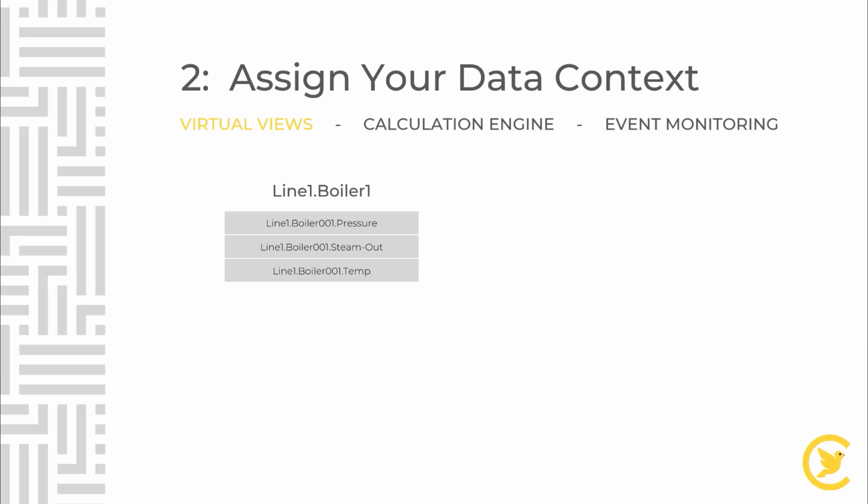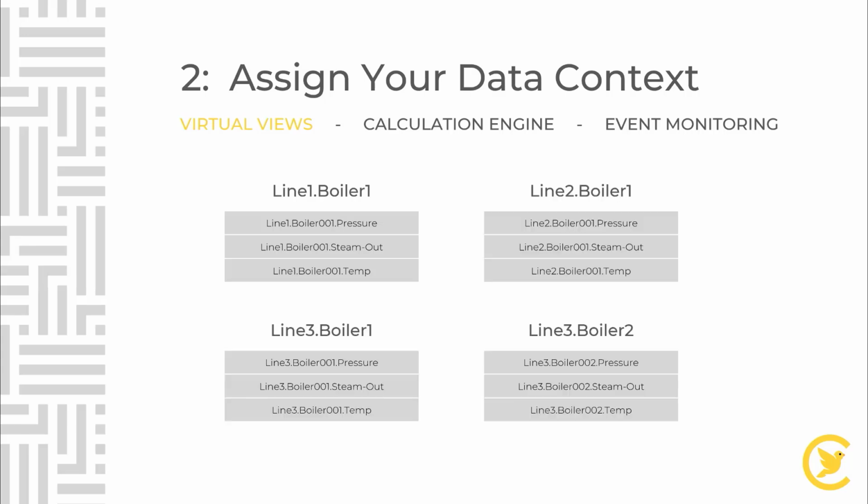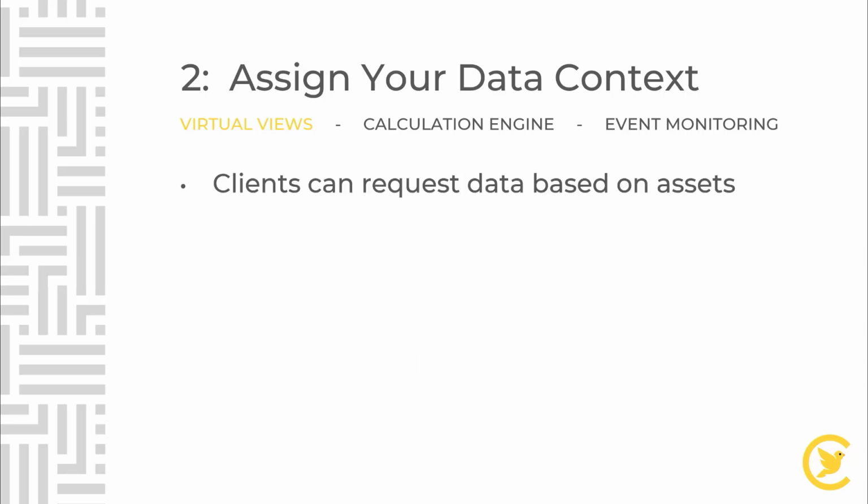Using that unified namespace model that we've built out, you've got line1.boiler1 and then the 3 common asset tag names. And the same with each of the other boilers on the other lines. Now, common tag names with unique identifiers show you exactly where the asset is and what else it impacts.